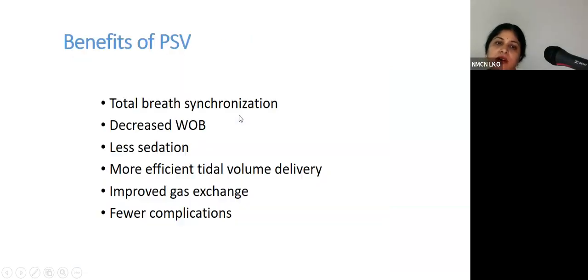So again, it is a very good synchronization. Here we know that the patient is not fighting with the ventilator in the exhalation phase. What we say is that in this mode, we have both inspiratory and expiratory synchrony: decreased work of breathing, less sedation, more efficient volume delivery.